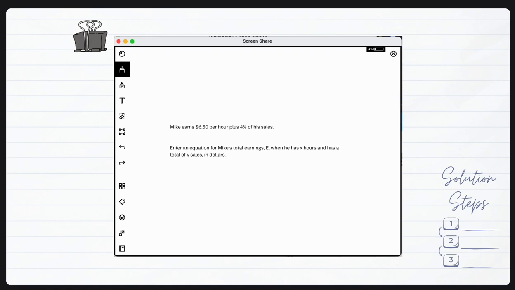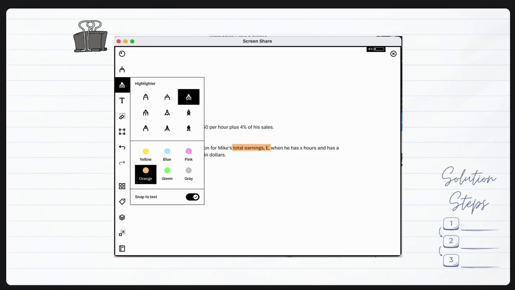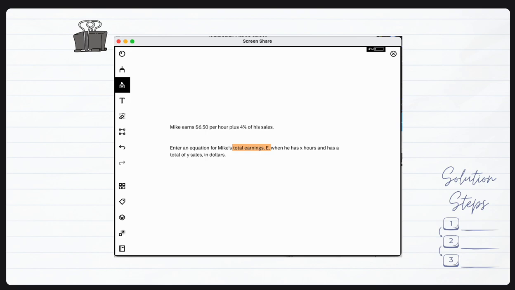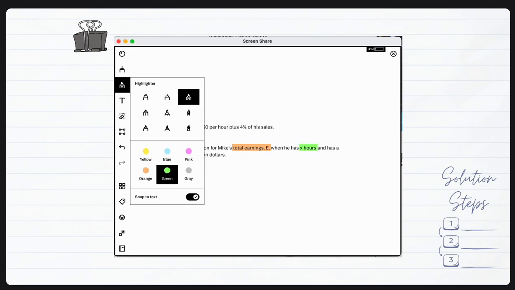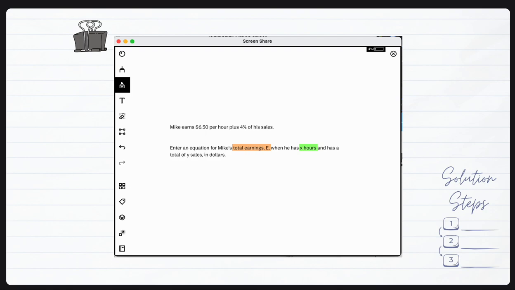I usually like to highlight key things. Total earnings is represented by the letter E. Let me highlight that. Total earnings is represented by E, and hours is represented by the variable X, and sales is represented by the variable Y.